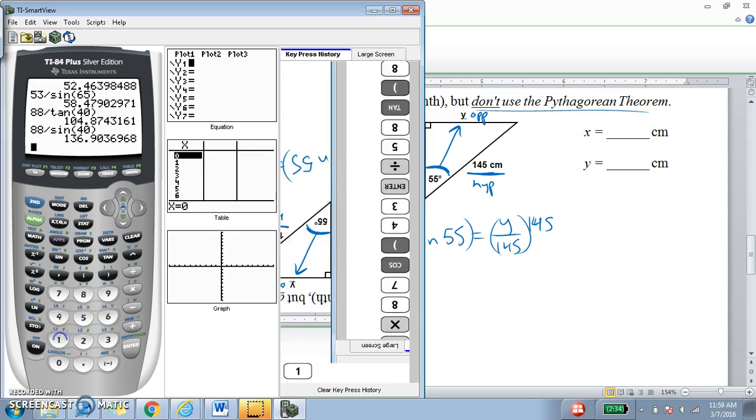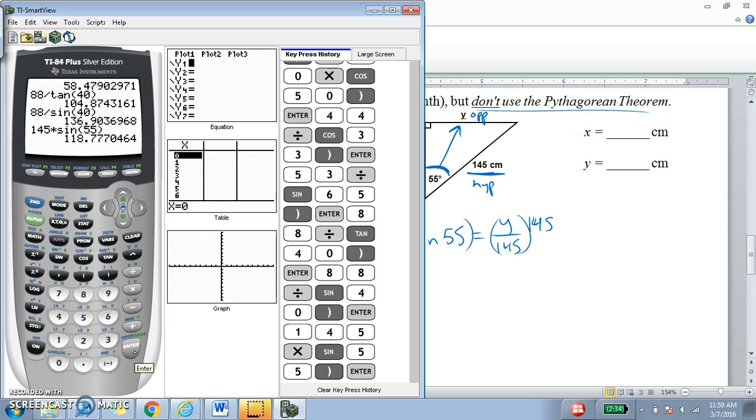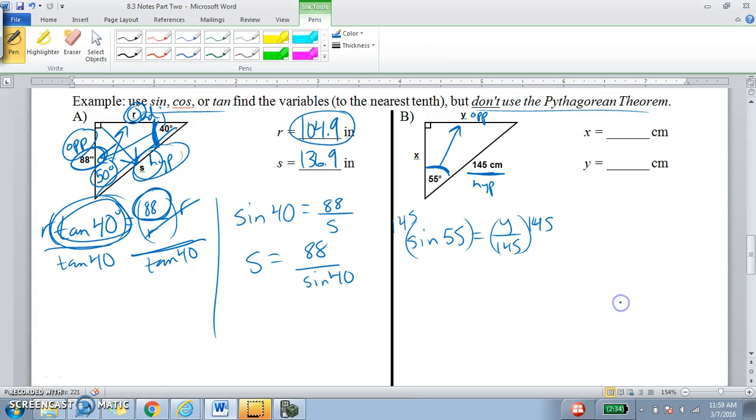So I type that in, 145 times sine 55. I get 118.8 about.